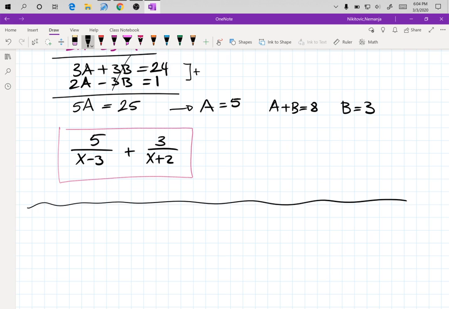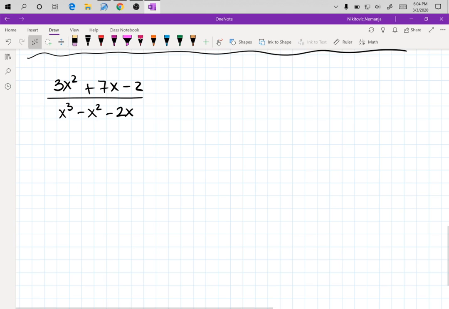Now this one will be a little bit more involved. We have 3x squared plus 7x minus 2 divided by x cubed minus x squared minus 2x. So this is our next problem. The first thing you have to do is factor the denominator. You have to factor it completely.